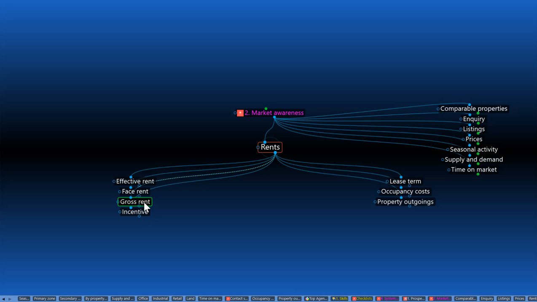Now, gross rents. The gross rents are the full rents that are all bundled together. That might be the property outgoings together with the rent itself. So that is the gross rent. How much is it? How does it work?